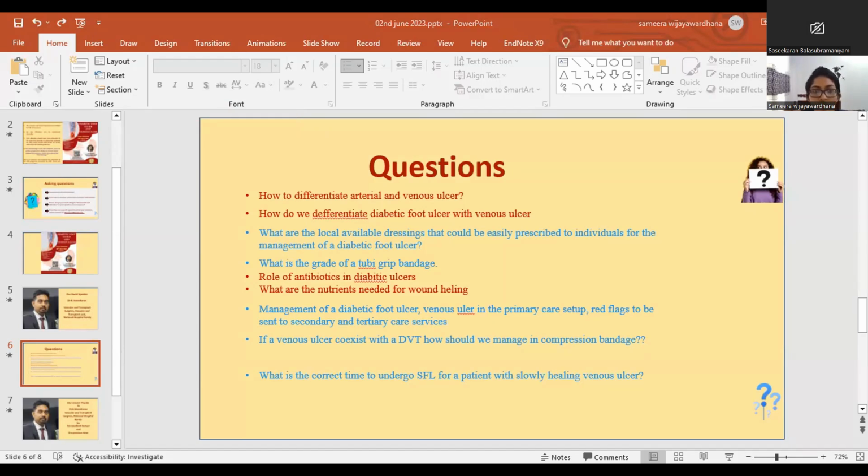Next question is, what is the grade of tubigrip bandage? Okay, tubigrip bandage, I haven't started that; the next topic is that. Tubigrip depends on your need, which class or grade you are going to use. It depends on what the patient is having.